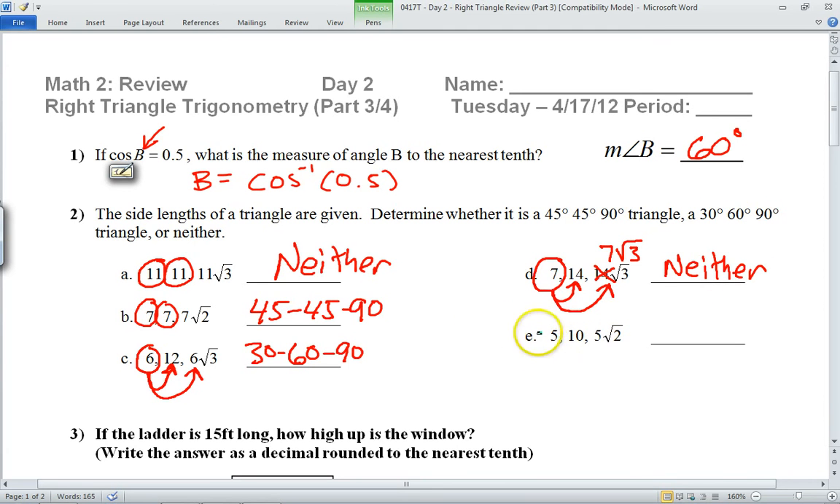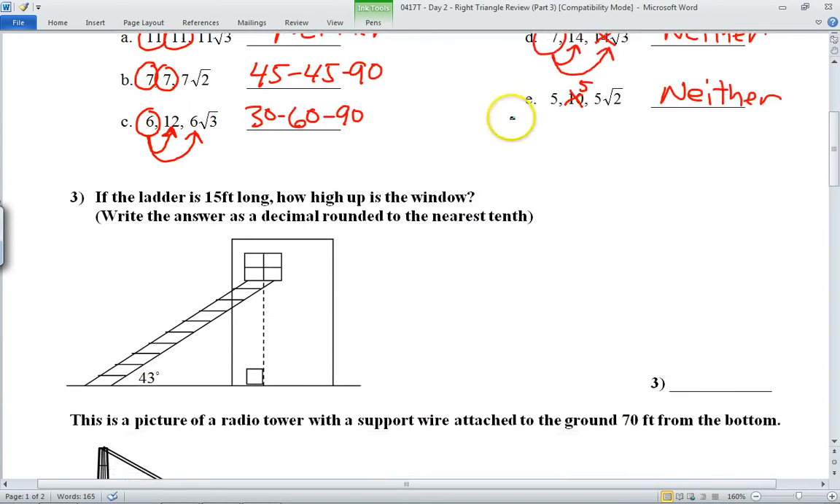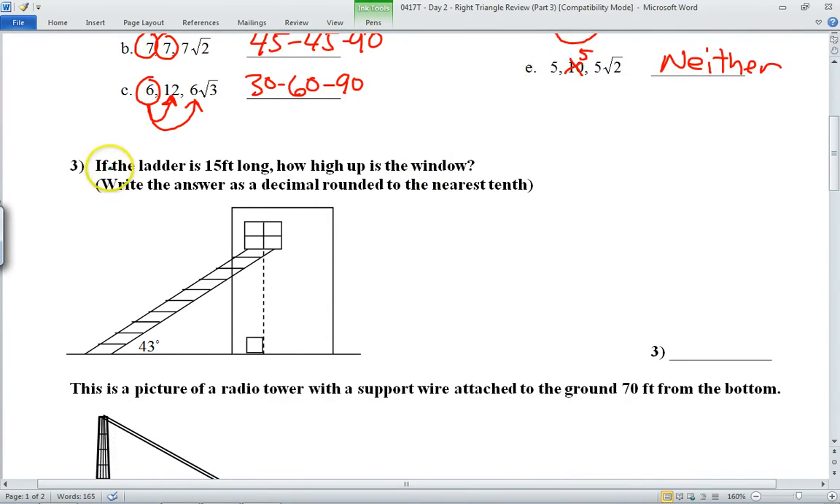And looking at the last one, I see the radical 2, so only the 45, 45, 90 triangle has a chance. But a 45, 45, 90 triangle is always isosceles. So basically this 10 should have been a 5. Then it would have been 45, 45, 90. But as it is, neither. Okay, so that's number 2. Let's look at number 3.